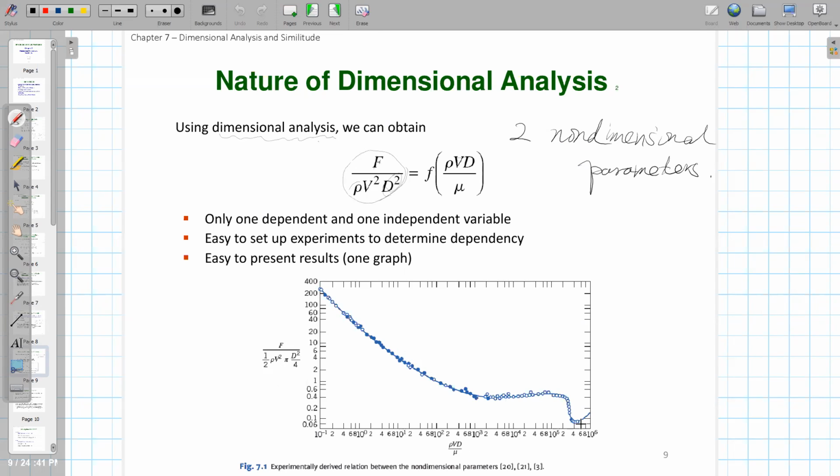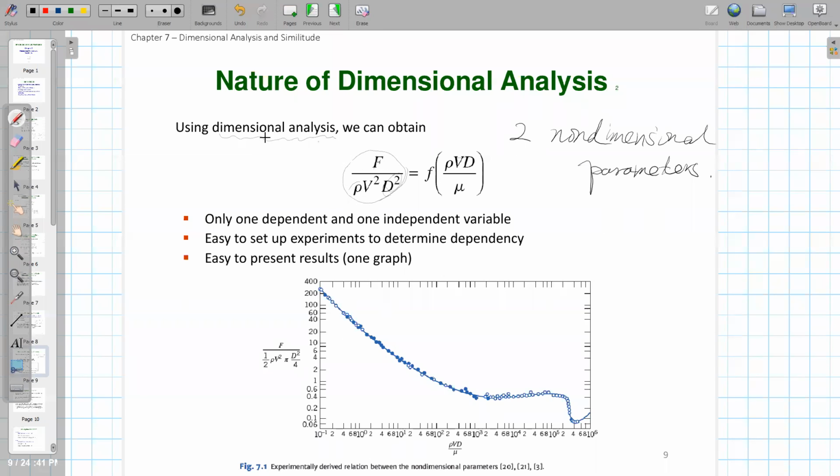And later on, when other engineers try to find the drag force for a flow over a sphere, they simply calculate the Reynolds number for their flow condition, go to the figure you published, find the corresponding Reynolds number on the x-axis, and read from this curve to find what this dimensionless drag force will be. After you know this dimensionless drag force, you simply multiply it by rho v squared times d squared. Then you know what the drag force, the dimensional F drag, will be.